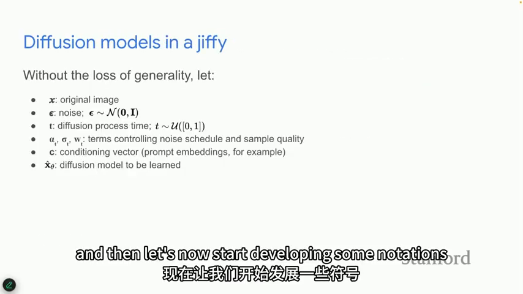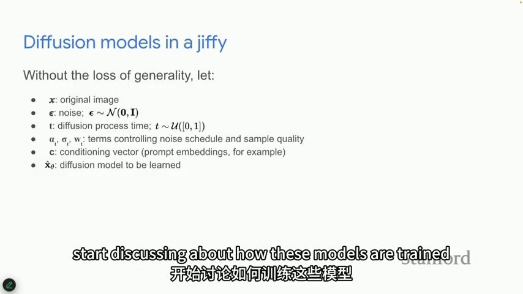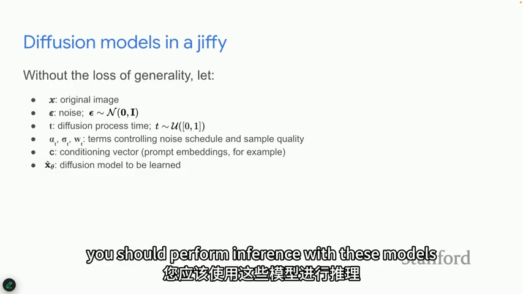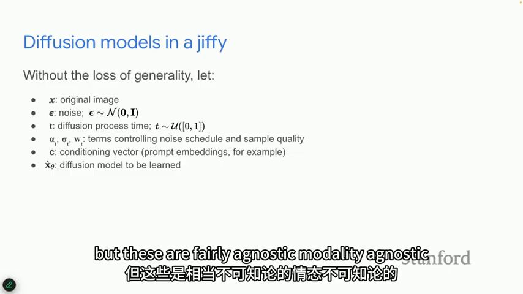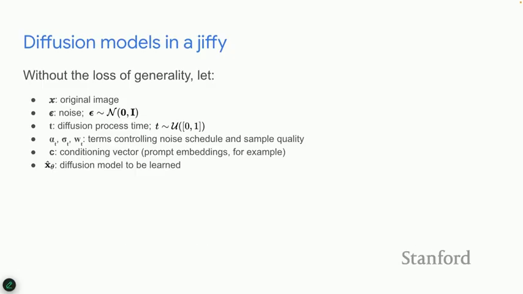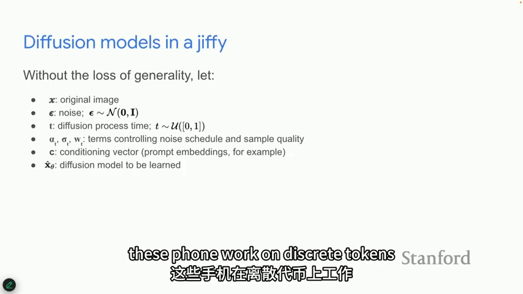And then let's now start developing some notations so that we can start discussing how these models are trained, and finally how you should perform inference with these models. So again, I'm giving these examples with images, but these are fairly modality agnostic. Apart from text, of course, this won't work on discrete tokens.